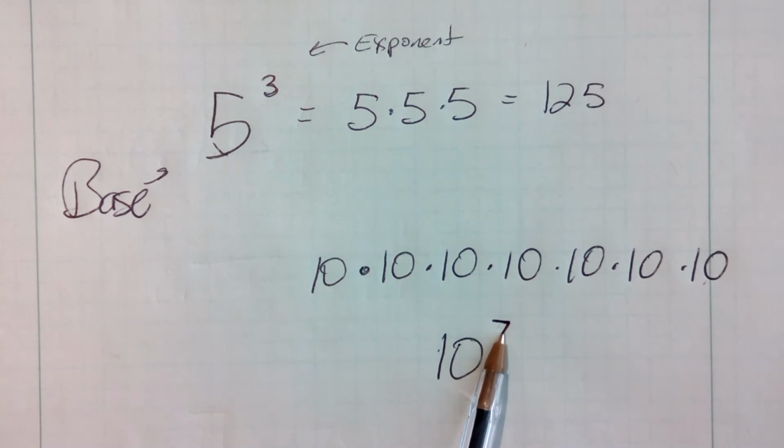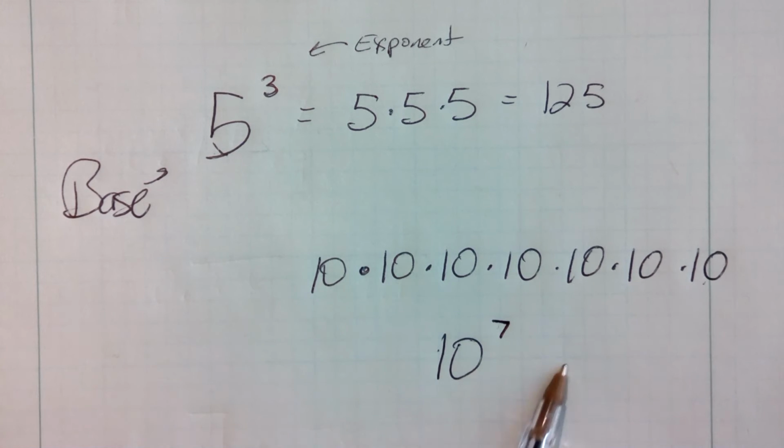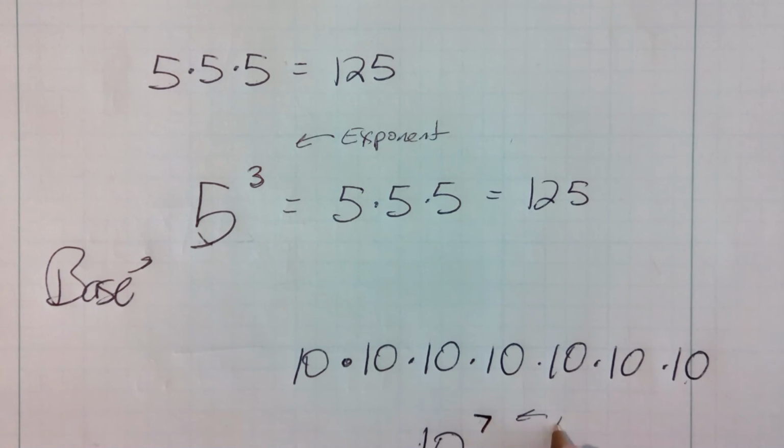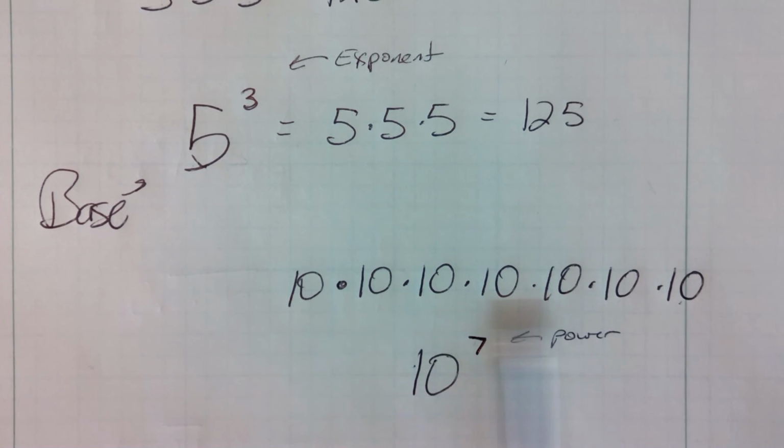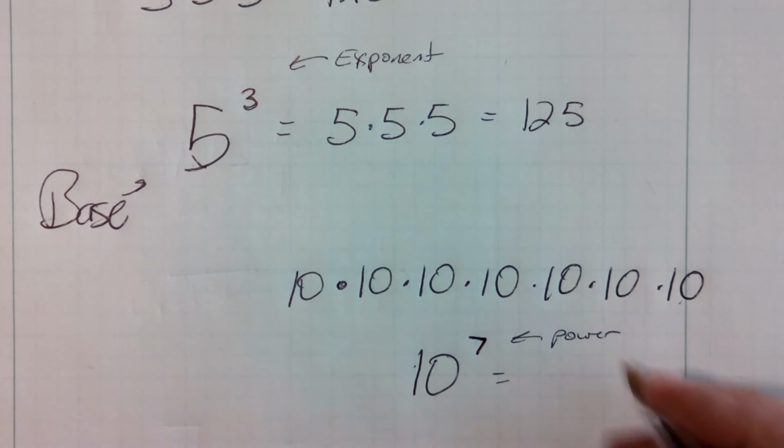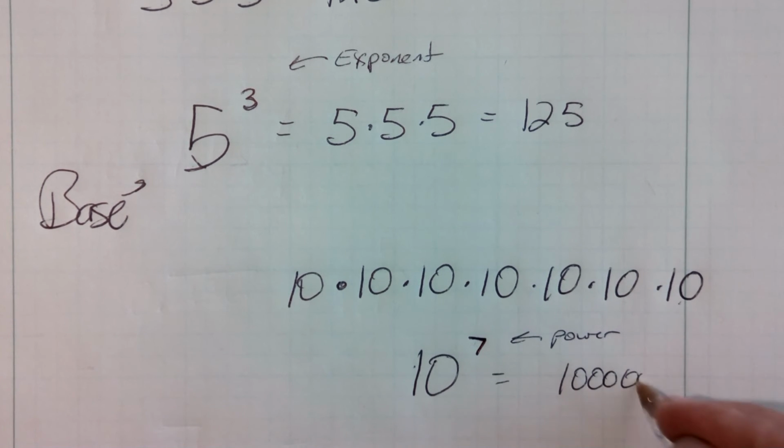Sometimes that's called the power as well. 10 raised to the 7th power. So just want to emphasize that sometimes it's called the power, or 10 to the 7th power. And we just end up with all these 10s multiplied together, which, by the way, is technically just 7 zeros. So that's 10 million.